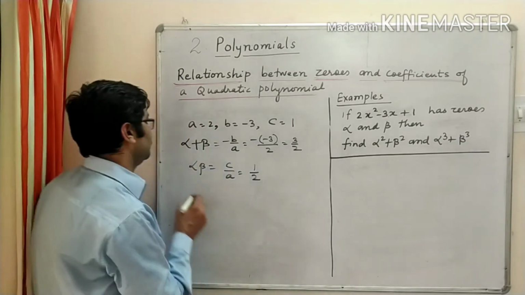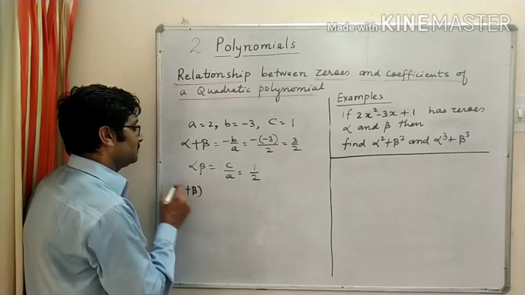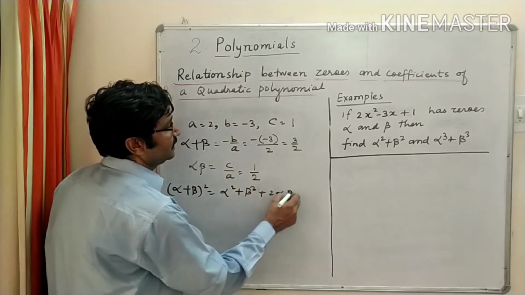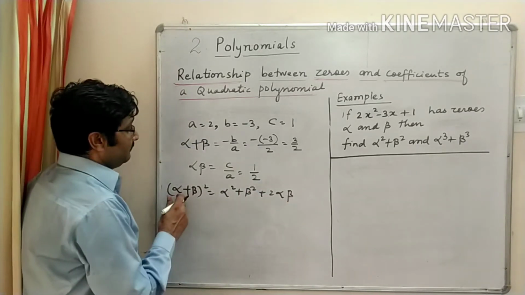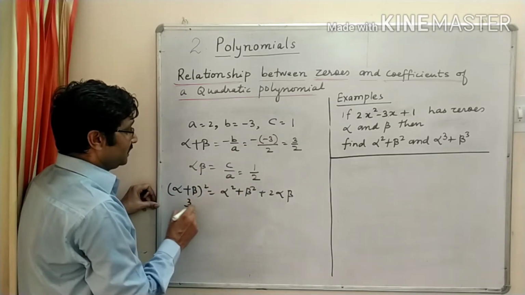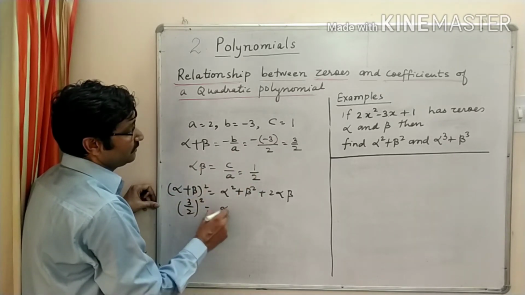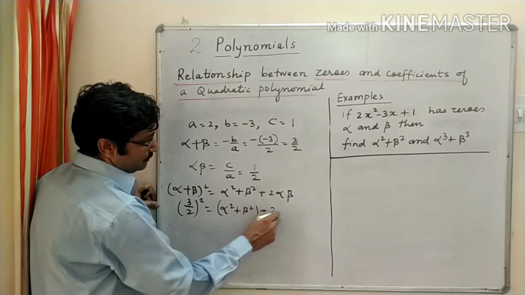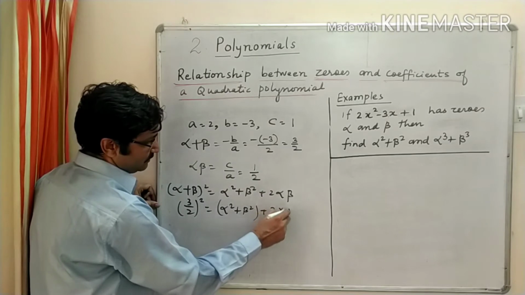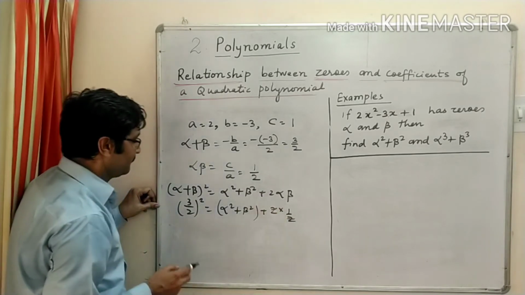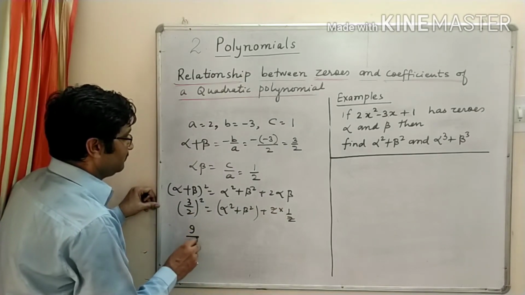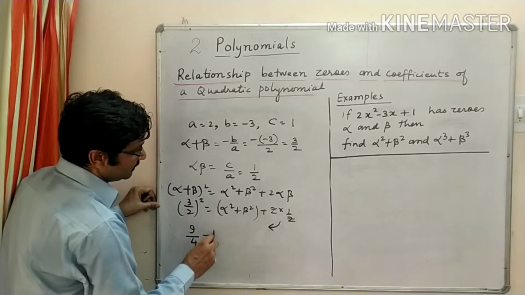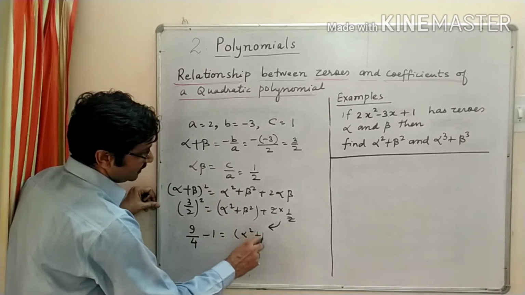So you use the formula: alpha plus beta whole square equals alpha square plus beta square plus 2 alpha beta. This formula you will use here. Alpha plus beta you know already is 3 by 2, so you can write here (3 by 2) whole square equals alpha square plus beta square, that we have to find. Now 2 alpha into beta, that is 1 by 2, the 2 you can cancel. 3 square is 9, so 9 by 4, and this 1 you transfer to the left hand side, minus 1 equals alpha square plus beta square.